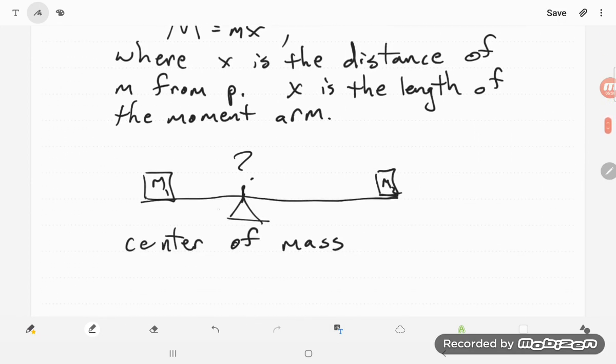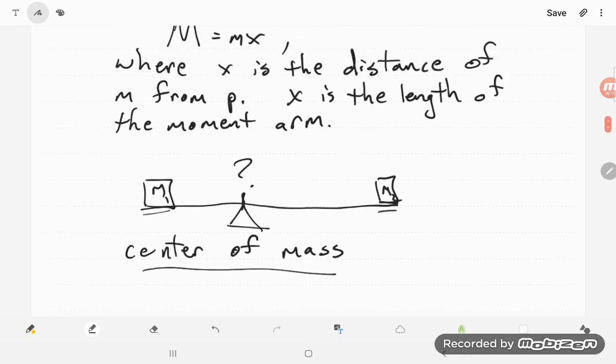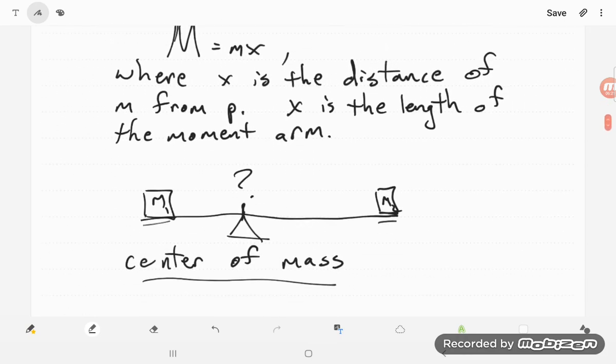So then a reasonable question after that is, I've got two masses. Where would I need to put that pivot point in order to balance that out? And we're going to call that point our center of mass. Okay, so that's where it comes from. That's what we're doing with all this in 7.6, and so that's what we'll start on next.